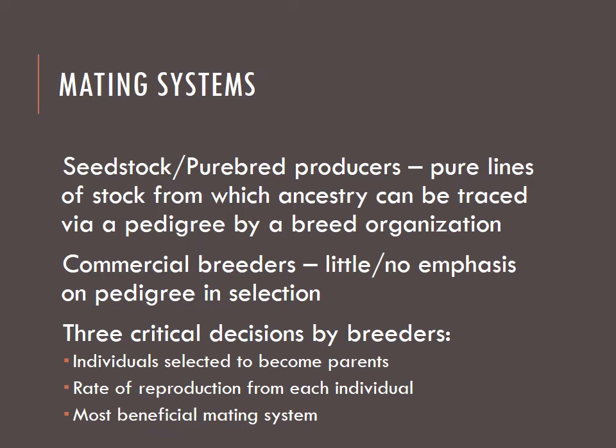Mating systems, obviously we talked about the seed stock producers early on and the commercial breeders. Go back to that pyramid, so I won't spend a lot of time on this, but 3 critical decisions made by breeders, whether they're commercial or purebred, is which individuals are selected to become parents, the rate of reproduction from each individual, how many generations are they allowed to create, and then what's the most beneficial mating system. That's three big decisions that a breeder makes.